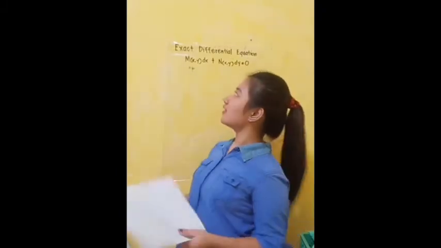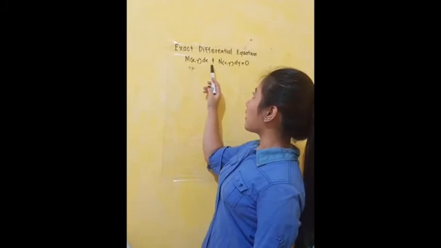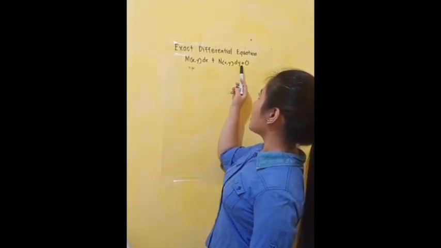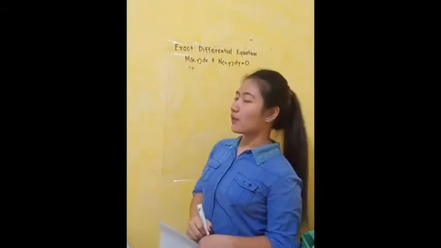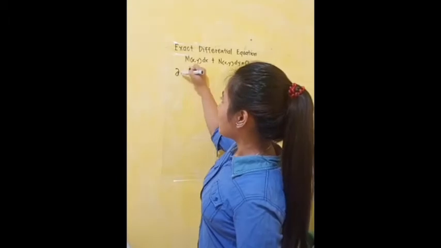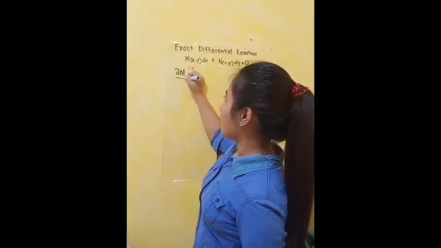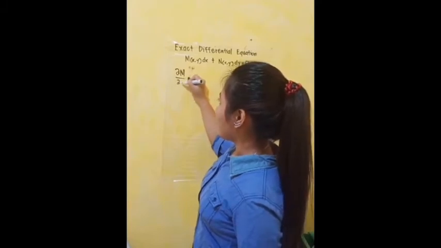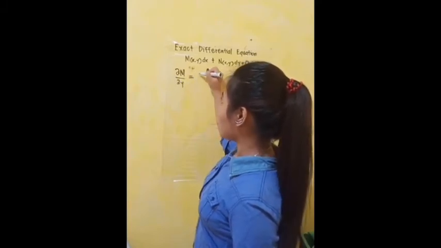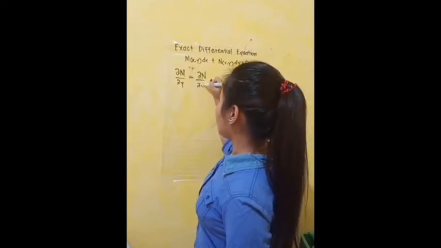So, ang topic natin ngayon ay exact differential equation. So, let's say we have M(x,y) dx plus N(x,y) dy is equals to 0. So, kailan nga ba natin malalaman na exact equation na siya? So, it will be exact if the partial derivative of M with respect to y is equals to partial derivative of N with respect to x.